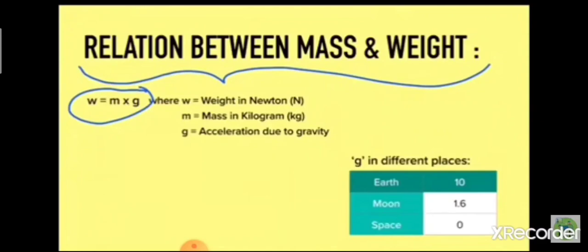So students, whenever you are going to solve the question, you will be given G. So do not worry about the G. Here you can see in the table, G is different in different places. On earth, G or gravity is 10. Then again you can see on moon gravity is 1.6, and in space it is 0. So there is no gravity.